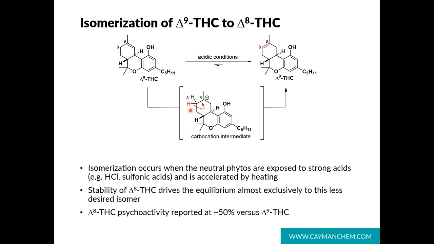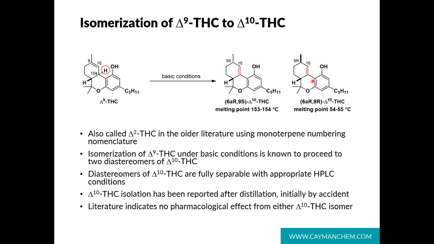To date, it's not believed that the delta-8 isomer is actually a plant-derived metabolite, but it's merely a byproduct of processing. The delta-8 THC isomer is also known to be psychoactive, with about half the activity reported for delta-9 THC. It's not the only THC isomer, though. There's another set of isomers that can be formed from delta-9 THC under basic conditions.